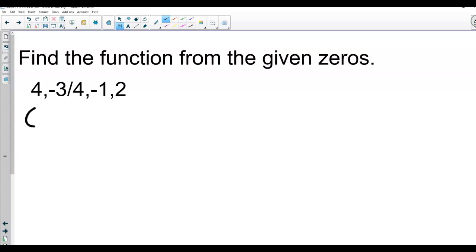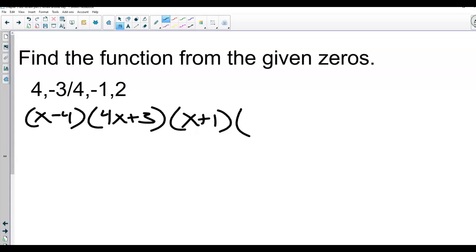So you would write 4 as x minus 4. The negative 3/4 becomes 4x plus 3. We change the sign, the denominator goes in front of x, the numerator is your constant. Negative 1 becomes x plus 1, and 2 becomes x minus 2. So if I were to get the zeros, they'd be these right here. That's why we change the signs.